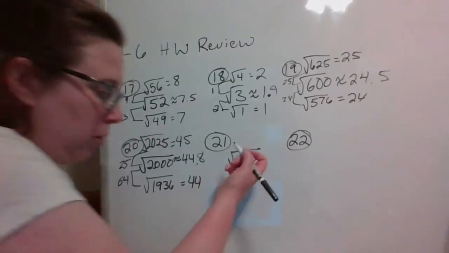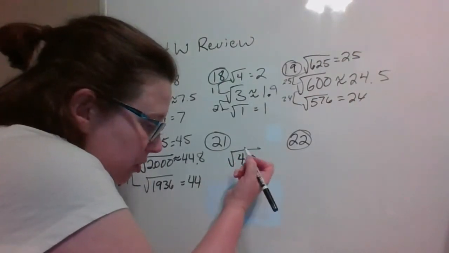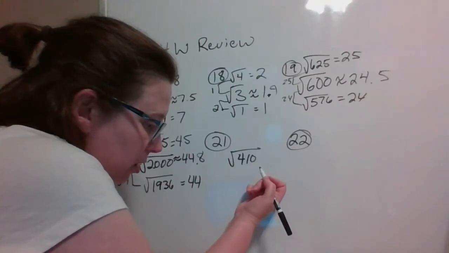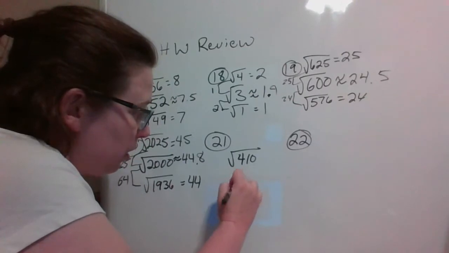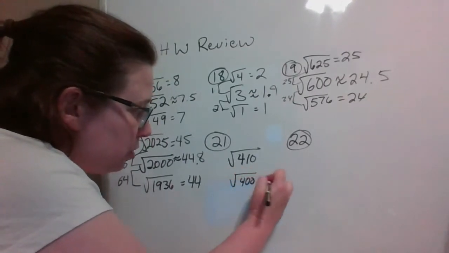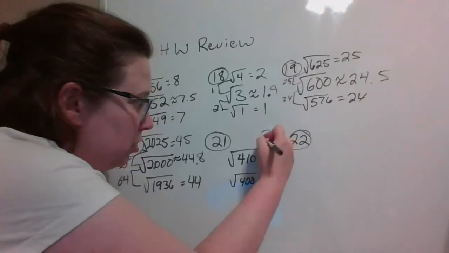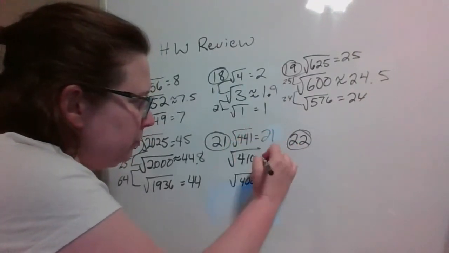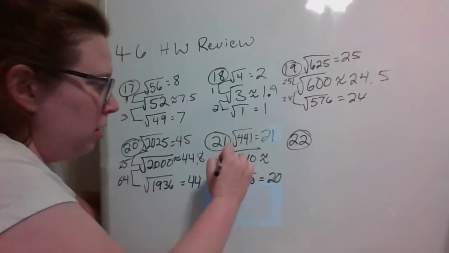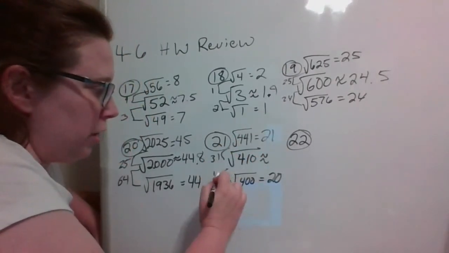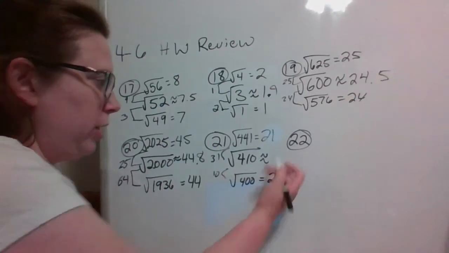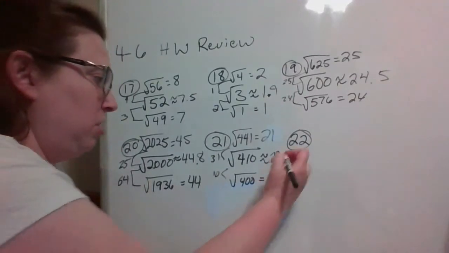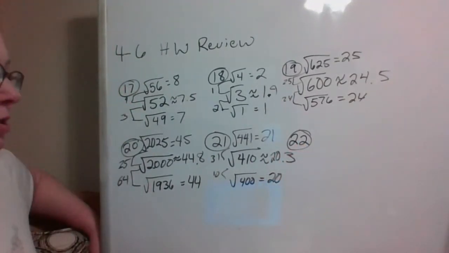Number 21, we have 410. So directly below that is 400, which is 20. Directly above that is 21, which is 441. These are 31 apart and these are 10 apart. So it's going to be closer to 20 than it is to 21. And I'm going to say 20 and 3/10 here.